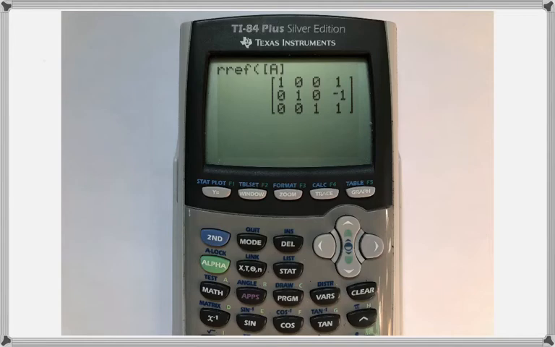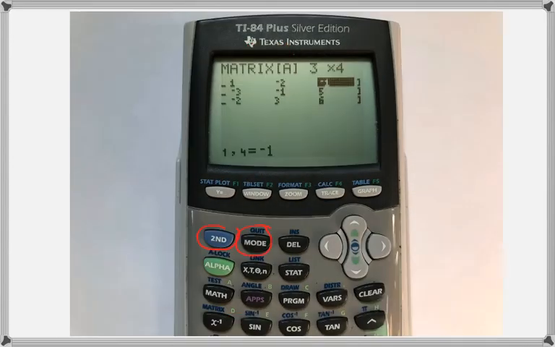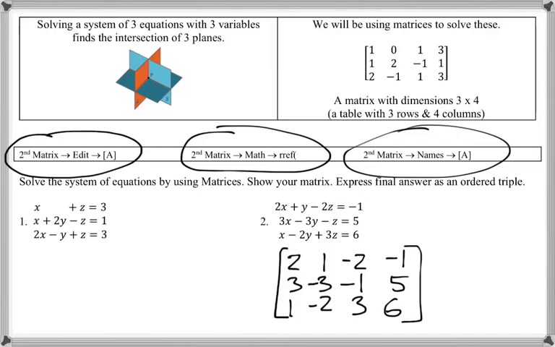And again, our final answer is in the final column. So this means x is equal to 1, y is equal to -1, and z is equal to 1. And again, they want us to write this as an ordered triple. So my final answer would be 1, -1, and 1.